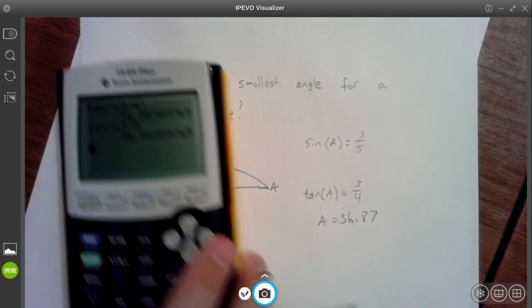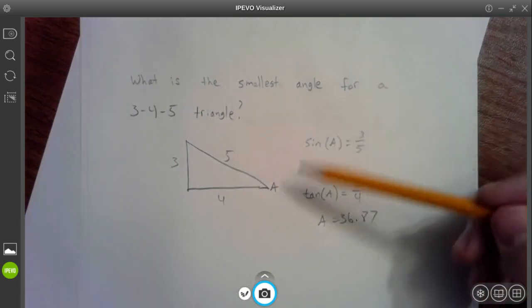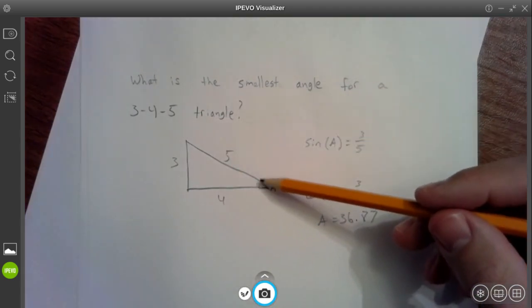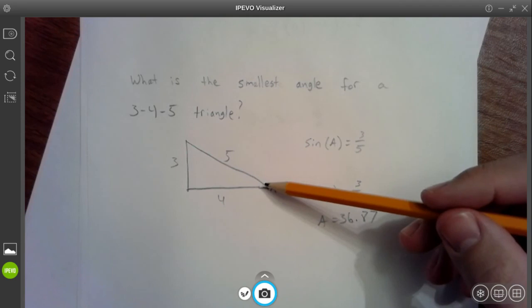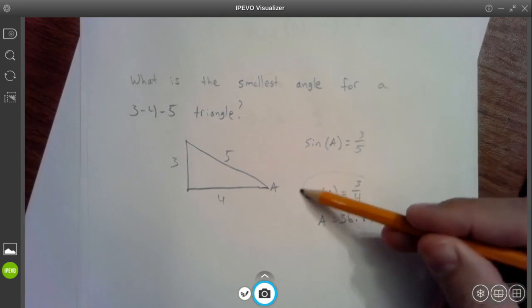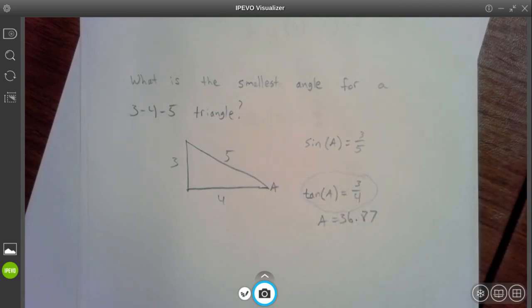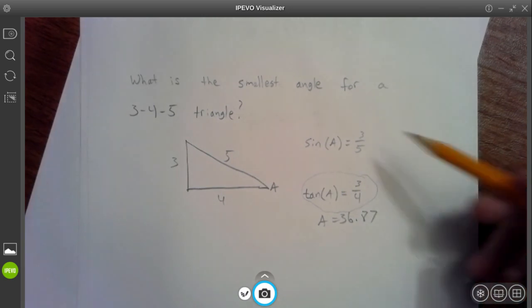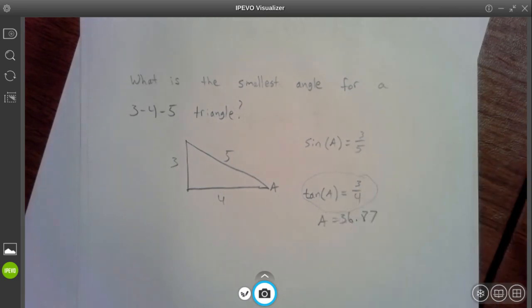So if you're ever in need of an angle, what you want to do is set up a trig ratio that represents the situation, and then do the inverse trig function to cancel out the trig function that's shown.